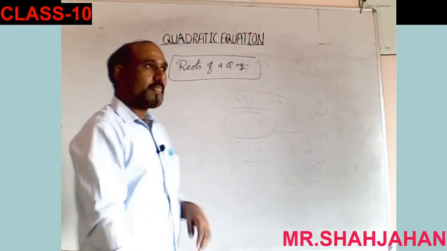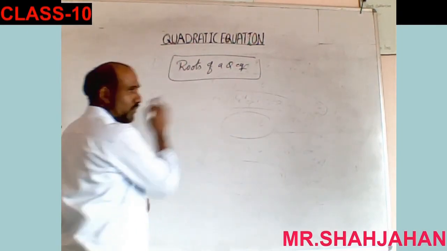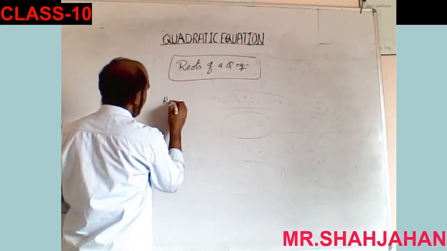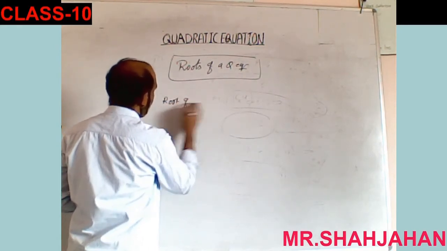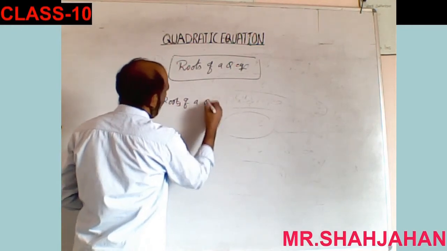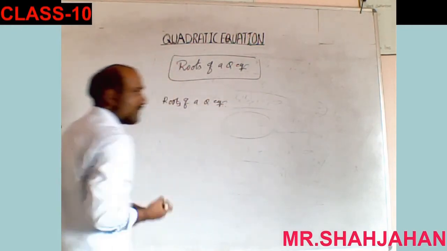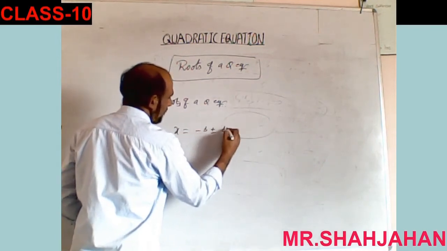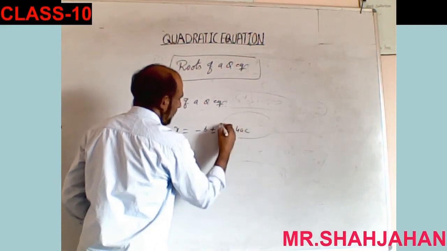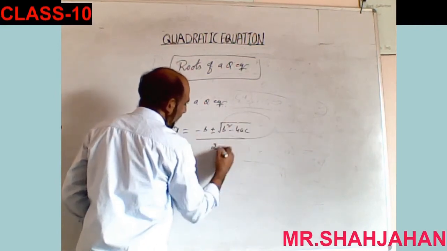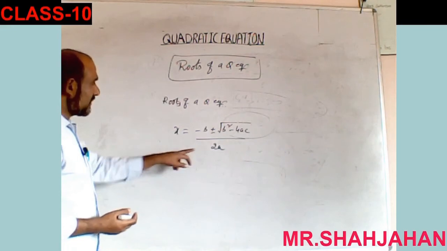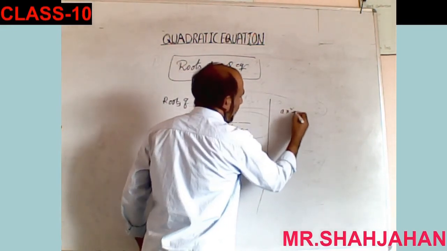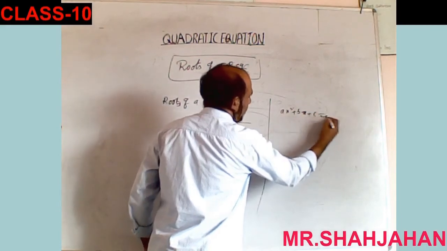Okay, about this, actually, for the roots of a quadratic equation. What are the roots of a quadratic equation? x is equal to minus b plus or minus square root of b square minus 4ac, whole by 2a. This one we can derive from ax square plus bx plus c is equal to 0.